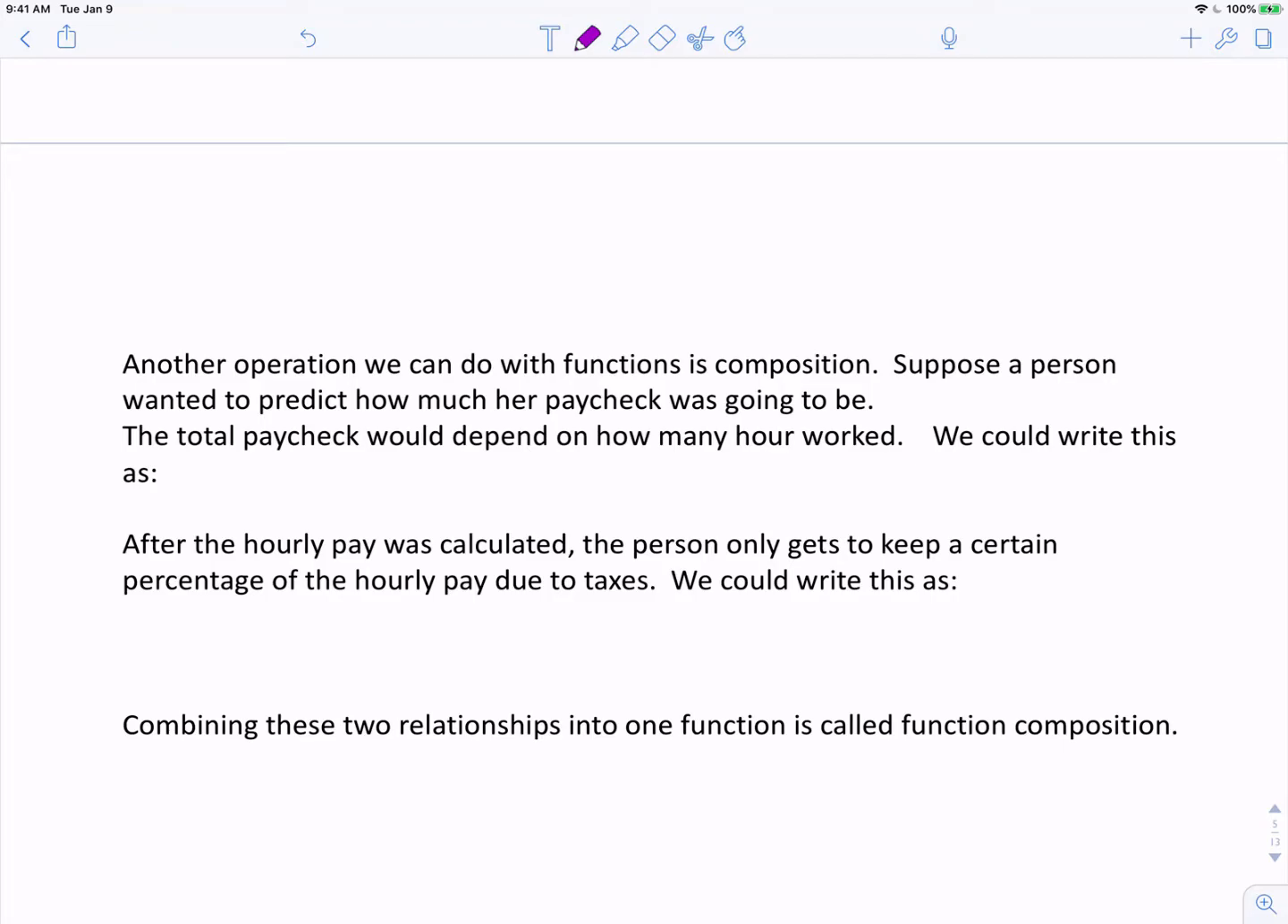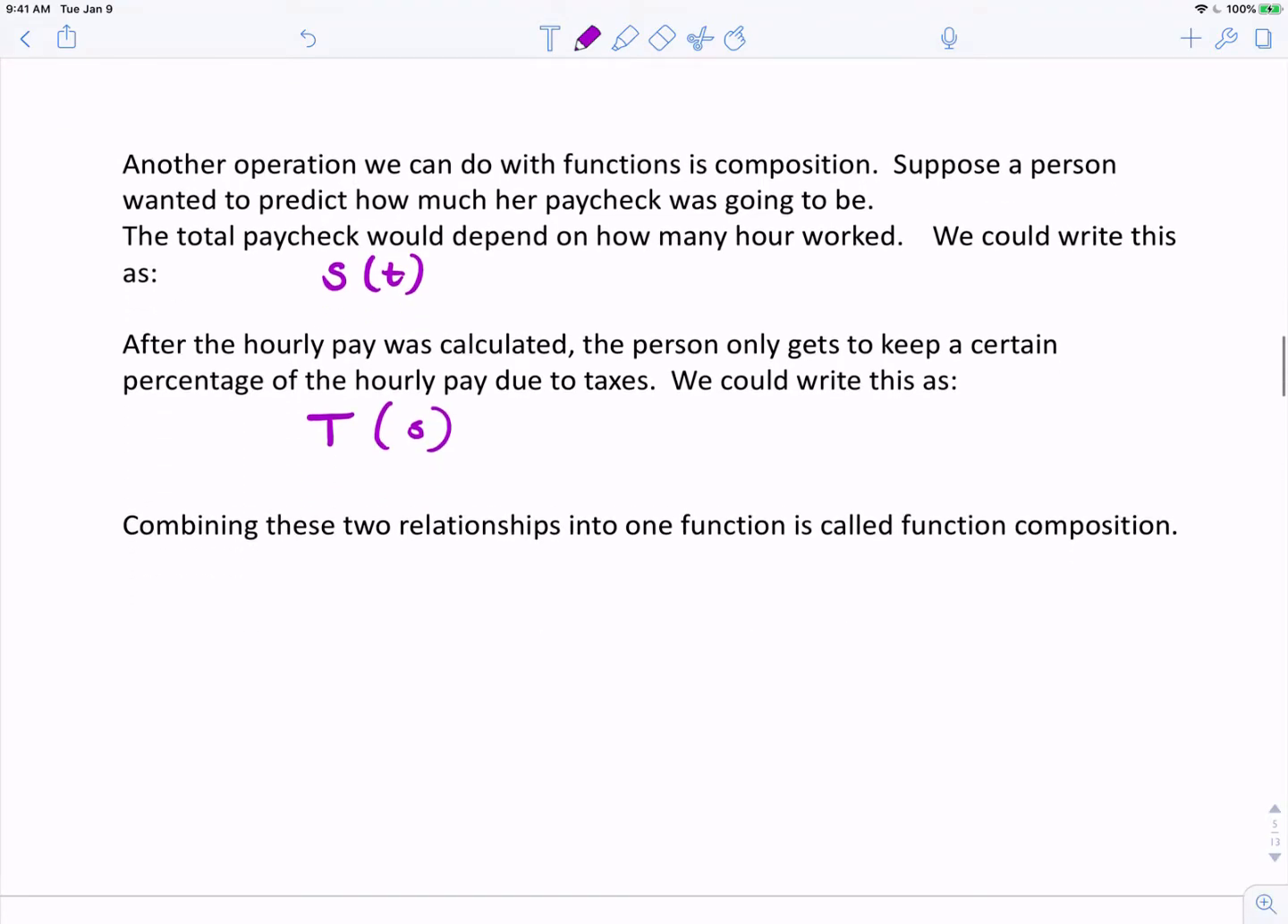And we could write this as your total pay, so say salary, is going to be a function of time. Now, after the hourly pay was calculated, the person only gets to keep a certain percentage of the hourly pay due to taxes. And we could write this as the tax function, or in other words, a take-home function. Combining these two relationships into one function is what we call function composition.